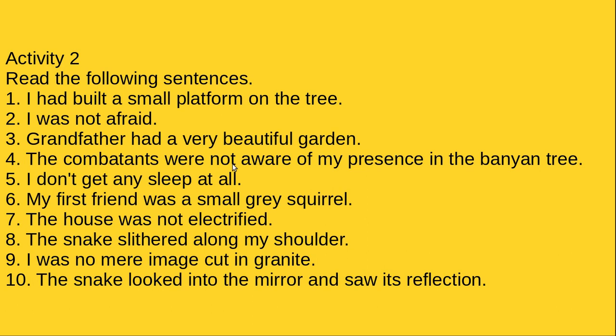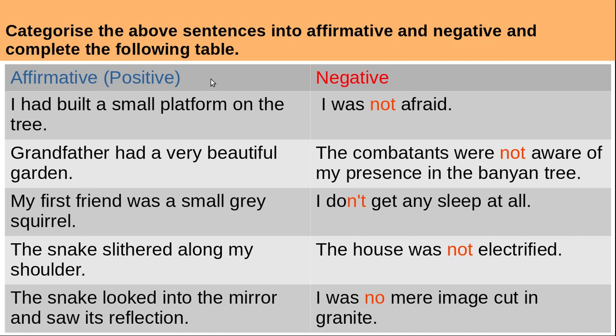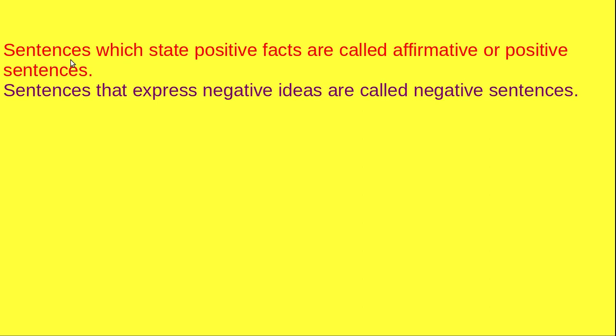This is negative. In that way, it's very simple, you can do it yourself, right? Now the answer is given there, and after writing you may check it, right? You can see the negative word in each of the negative sentences, right? Now you see, sentences which state positive facts are called affirmative or positive sentences. We have learned it. And the sentences that express negative ideas are called negative sentences. I think it is very clear. No need of more discussion.